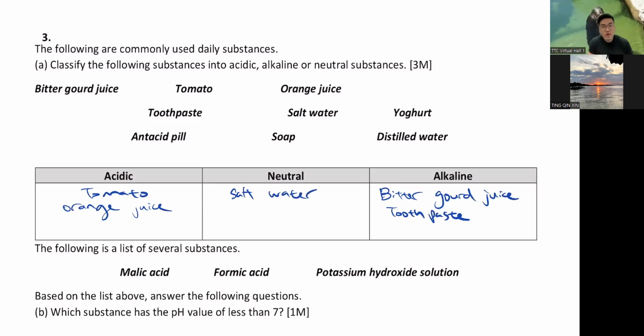Salt water has no acid or alkaline. We will learn neutralization next week. So yogurt, yogurt is sour, in Chinese it's called sour milk. Okay, yogurt. Next, antacid. Antacid is for gastric problems. Gastric means you have too much acid, so you need to take alkaline, to neutralize it. Okay, we'll talk about neutralization next week. So antacid pill. Soap, alkaline. Distilled water, neutral.